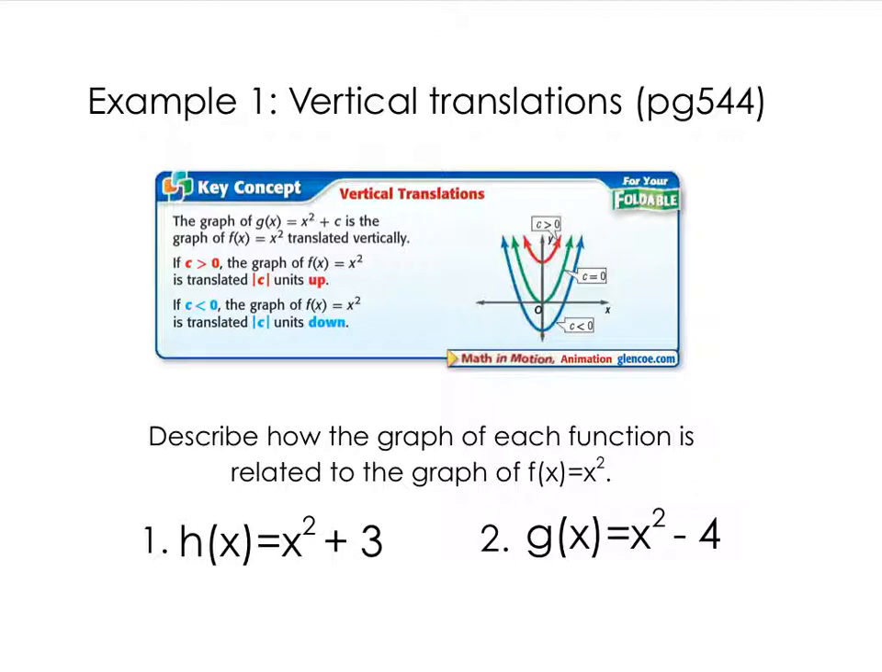Describe how the graph of each function is related to the parent graph of f of x equals x squared. So if I look at number 1, h of x equals x squared plus 3, and number 2, g of x equals x squared minus 4, h of x and g of x, again, are just different notations of how to write f of x, but there's a big idea here with, on the first one, this plus 3, and a big idea on the second one with this minus 4. That is a type of vertical translation that is happening to this graph. So what do you think the answers are to numbers 1 and 2?